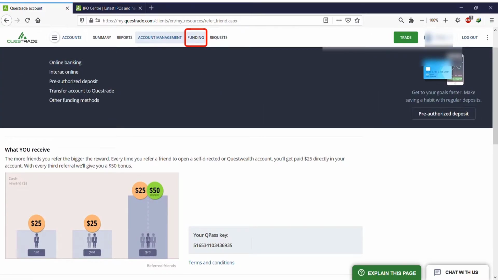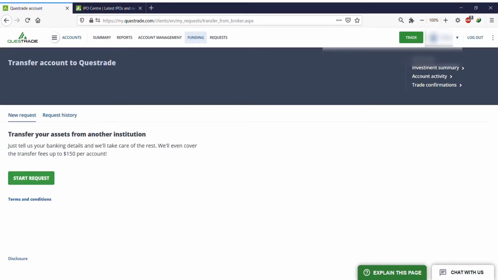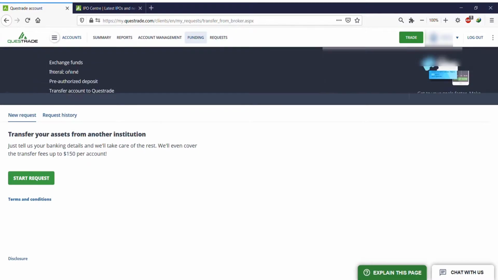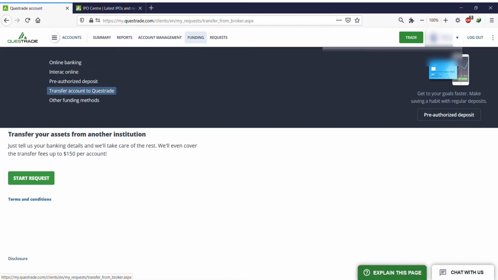When you hover your mouse on funding, you can choose online banking, which gives you an option to be redirected to your bank's website for funding. You can do in-track online pre-authorized deposit, or transfer account to Questrade. Transfer account to Questrade is the one that we saw. If you want to transfer an account from your broker or from another bank, here's where you can do it, under funding and transfer account to Questrade.